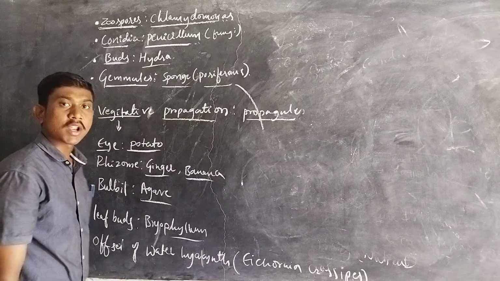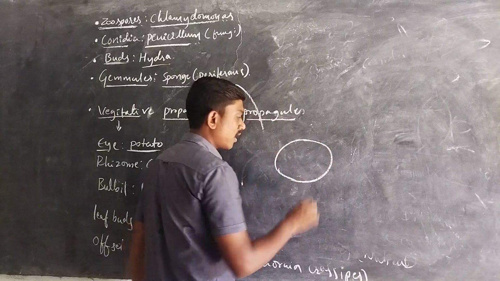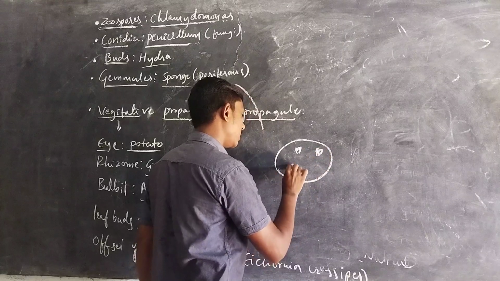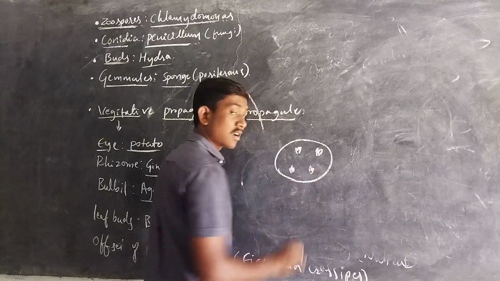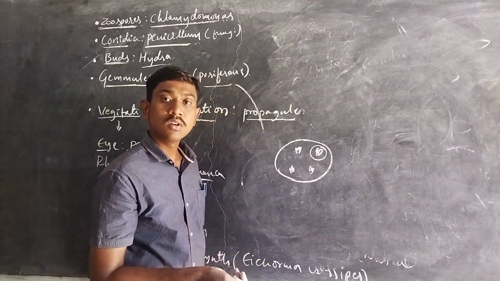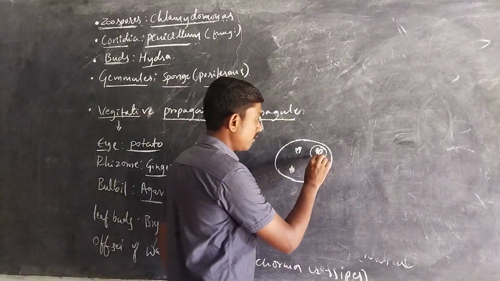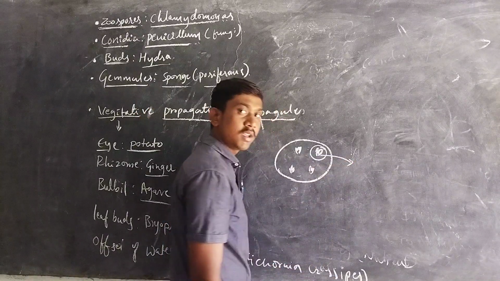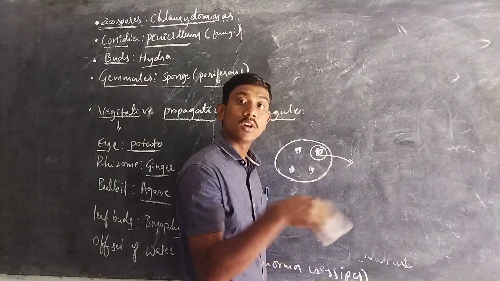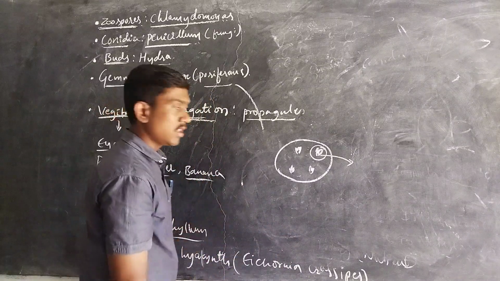which is the eye of potato. We all know that the potato exhibits some bud-like structures. Those are what we call the eye of potato. Each individual eye has the ability to give rise to an entire new potato. We can remove it and place it in the soil for germination, and it can give rise to a new potato. That is vegetative propagation in plants.